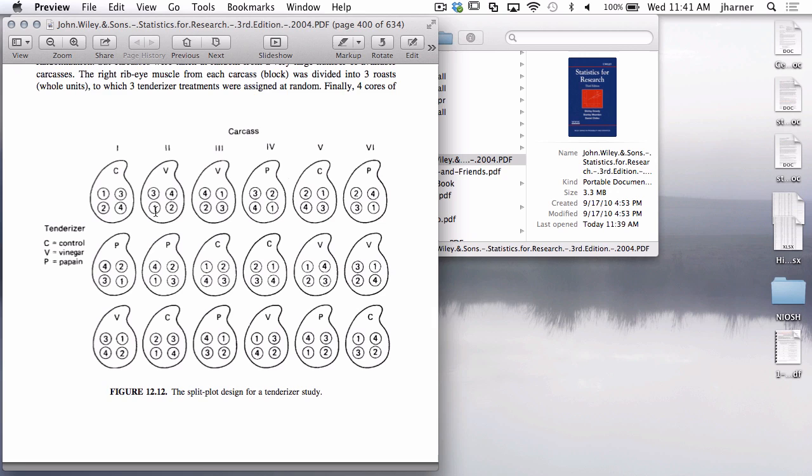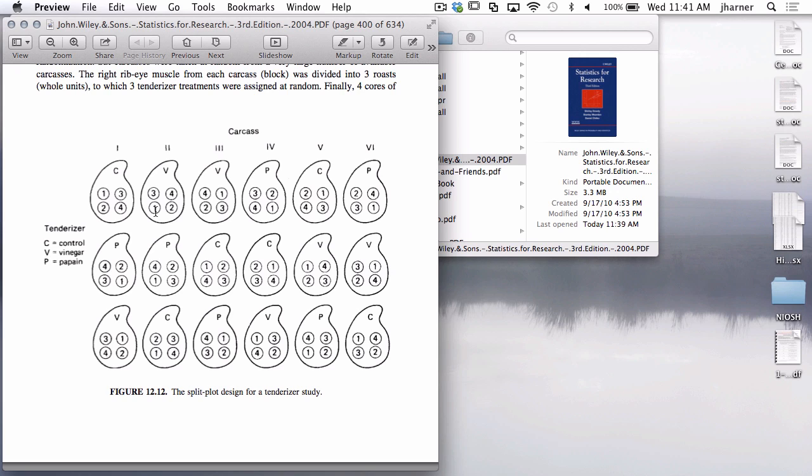And then you have 3 tenderizers. In other words, you're treating the carcass as a block. And if you forget the little circles and just look at the 3 roasts, then that would be a randomized complete block. You have 3 treatments, C, P, and V, and those represent 3 different tenderizers. Well, one's a control, one is a vinegar-based tenderizer, and the other one's a papain-based tenderizer. And so you randomize those on the 3 roasts.